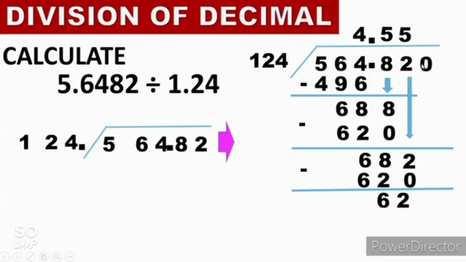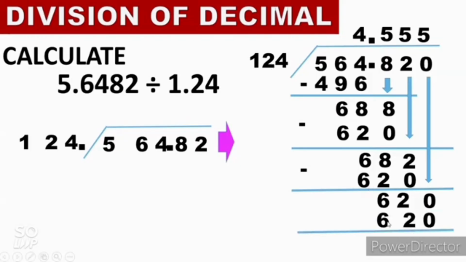Then we subtract 682 minus 620, the answer is 62. And then we add 0. So we have now 62, bring down 0, it becomes 620. Then 620 divided by 124 is 5. 5 times 124 is 620. We subtract, the answer is 0. And our quotient now is 4.555. And that is how to divide decimals.